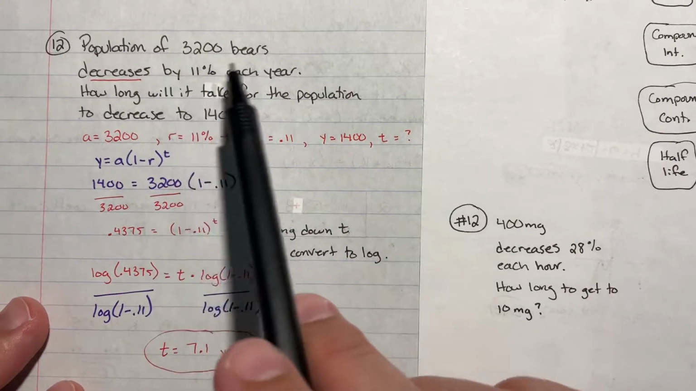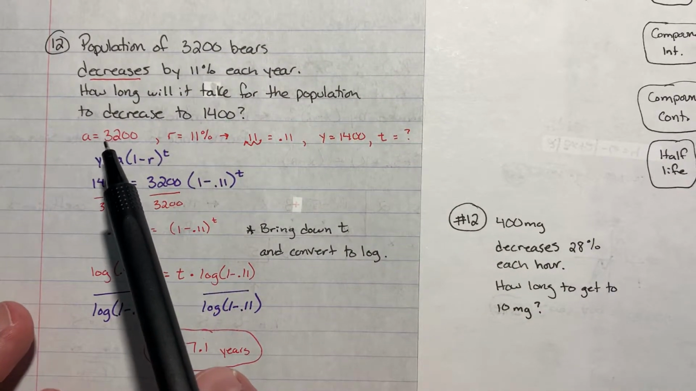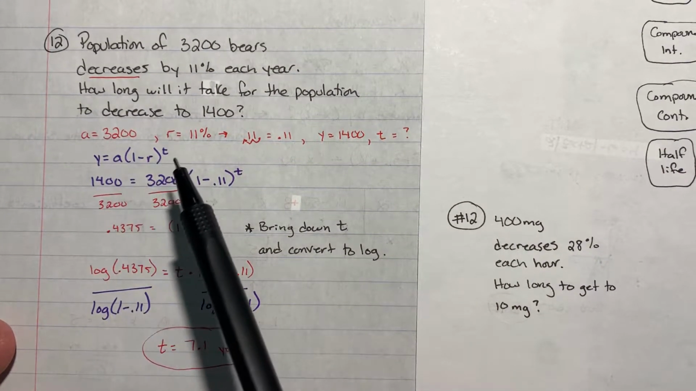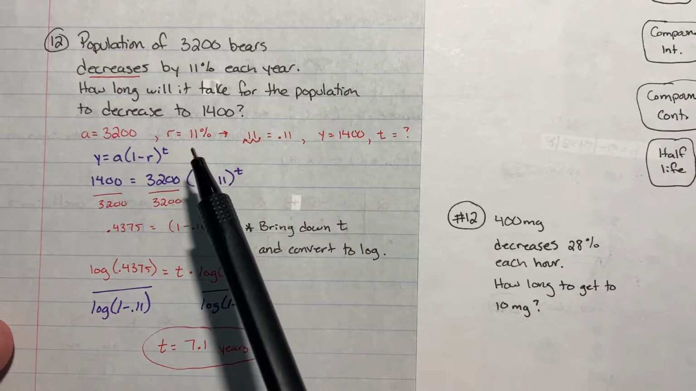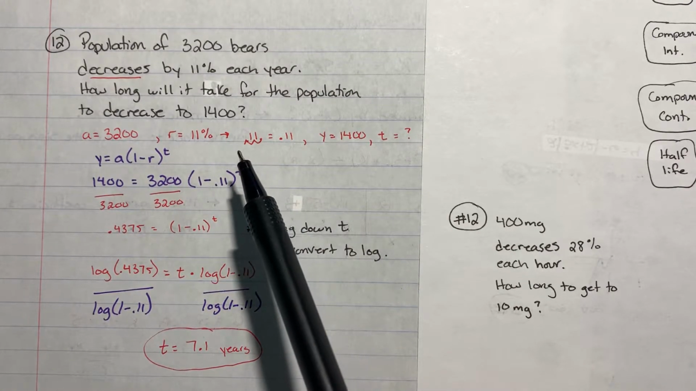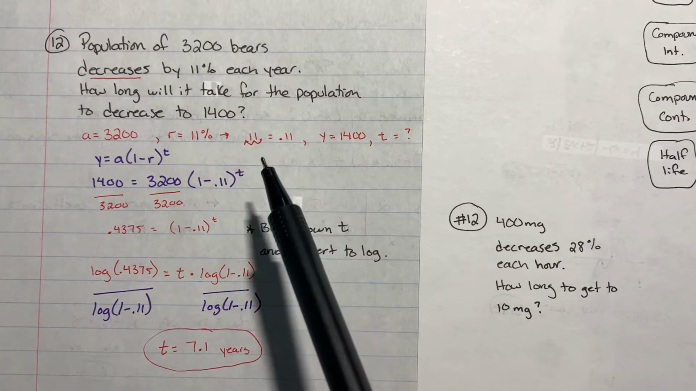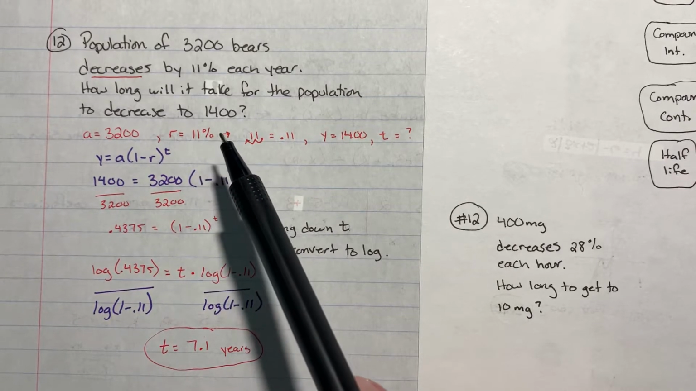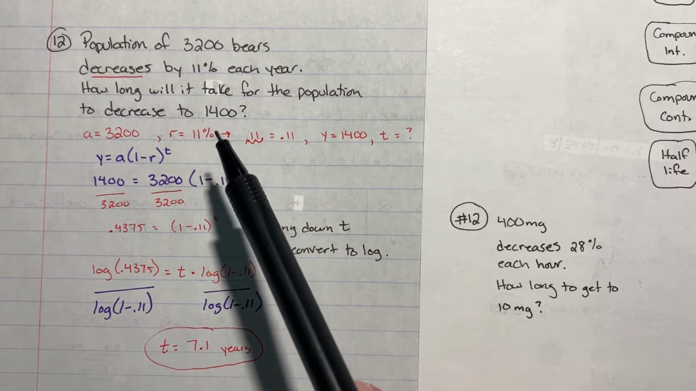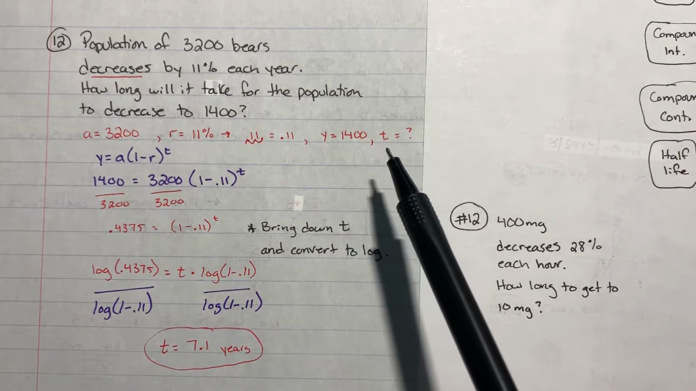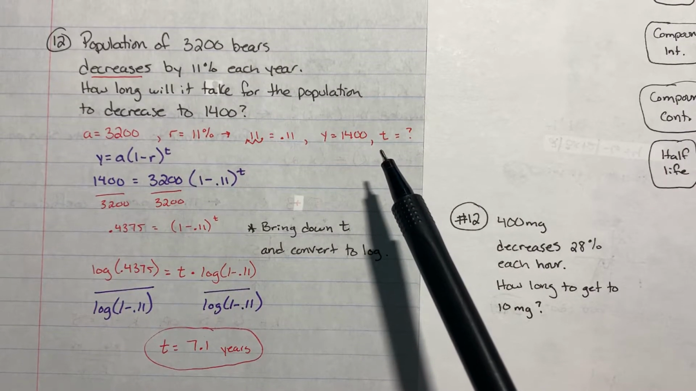I went ahead and checked everything for, or labeled it, in other words, your initial amount, the 3,200 bears. The rate is 11%. Remember that you have to convert that by moving the decimal 2 places to the left, so it's 0.11. The amount the population is trying to get down to, that's actually like the answer. Like, when do we reach the 1,400 bears? That's your Y value. The time is what we do not know. We don't know the T, okay?